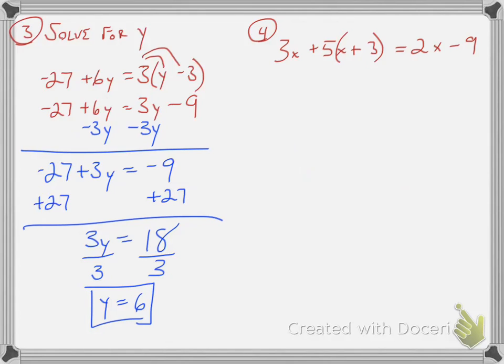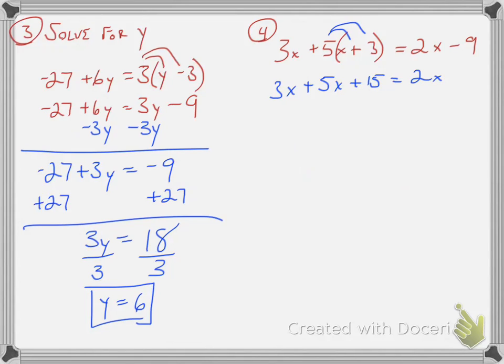Okay, here's another one with parentheses. So that's the first thing I'm going to do, is distribute that 5 into that parentheses. It's only the 5 that's being multiplied to that parentheses. The 3x is going to be added to it. So 5 times x is 5x. 5 times 3 is 15.